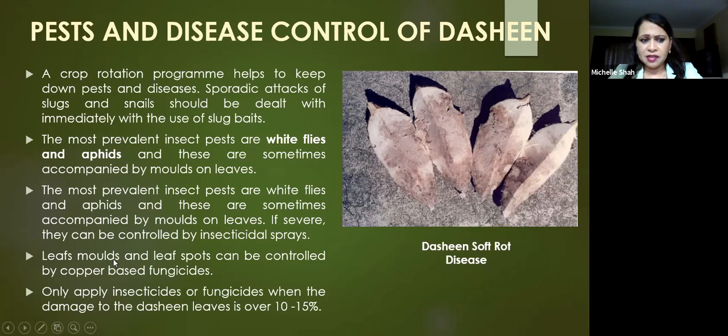The leaf mould and the leaf spots can be controlled by copper-based fungicides. Only apply insecticides or fungicides when the damage to the dasheen leaves is over 10 to 15%. We see the dasheen soft rot disease on these tubers here. This is the tuber that is cut into sections, and the soft rot disease is seen inside of the fleshy part of the tuber.